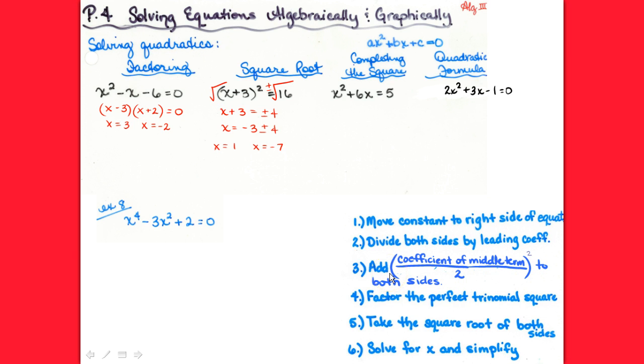Coefficient of the middle term divided by 2 squared. So you could just make yourself a little note about that one piece, and then all the rest of it would be the same. Number 3.